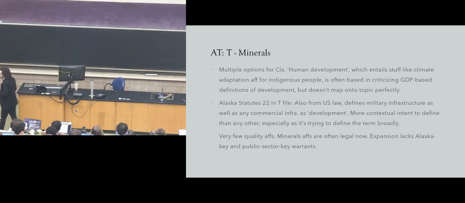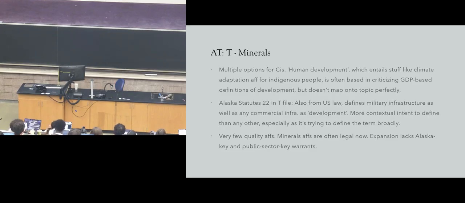My favorite counterinterpretation for the F, by far, is this Alaska Statutes 22 card. Like I said, I think it's more predictable to define from US code, because we're dealing with US policy. And this one, which is in the initial starter pack T file, says that military infrastructure, as well as any other commercial infrastructure development, constitutes it.